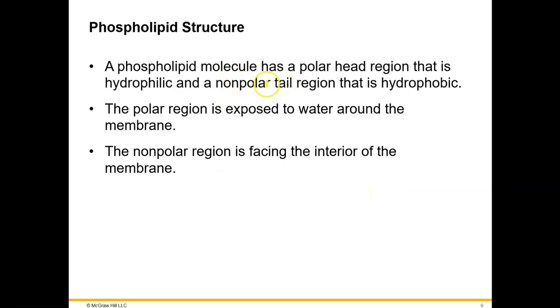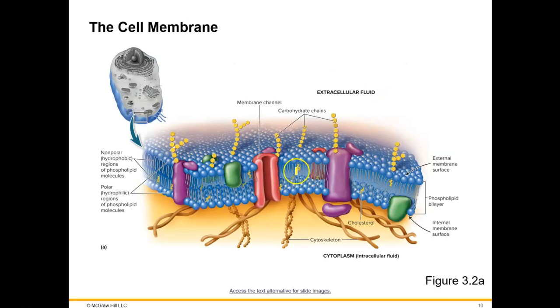Okay, so the phospholipid has a polar head region that is hydrophilic, and two nonpolar tails that form the tail region, and that is hydrophobic. And that is why you see the tails kind of turned toward one another and away from the watery environment. You also have carbohydrate chains, which can be attached either to these large protein molecules within the phospholipid bilayer, or they can be attached directly to the phospholipids.